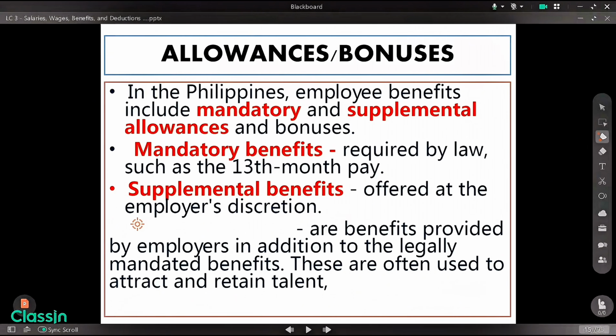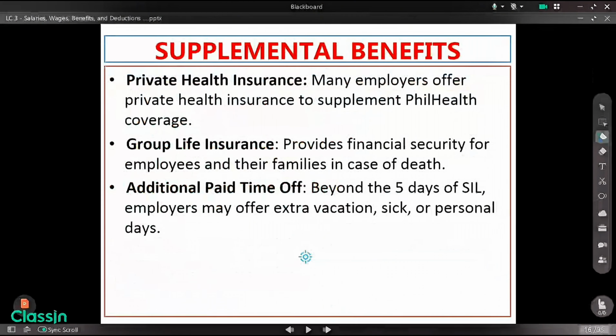Next are the supplemental benefits. It is offered at the employer's discretion. These are benefits provided by employers in addition to legally mandated benefits. These are often used to attract and retain talent. So these are what we call additional incentives. So what are they? We have here private health insurance. Many employers offer private health insurance to supplement government health coverage. Next one, group life insurance provides financial security for employees and their families in case of death. Next, additional paid time off. Beyond the 5 days of service incentive leave, employers may offer extra vacation, sick, or personal days.